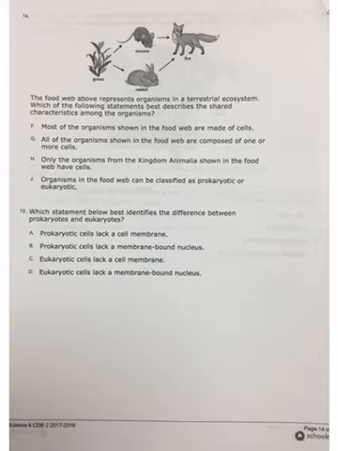Number 15. Which statement best identifies the difference between prokaryotes and eukaryotes? A. Prokaryotic cells lack a cell membrane. B. Prokaryotic cells lack a membrane-bound nucleus. C. Eukaryotic cells lack a cell membrane. D. Eukaryotic cells lack a membrane-bound nucleus.